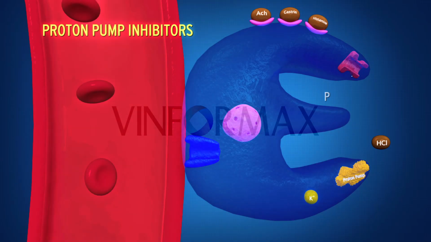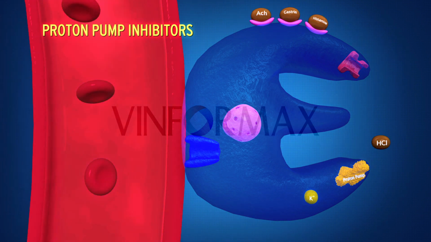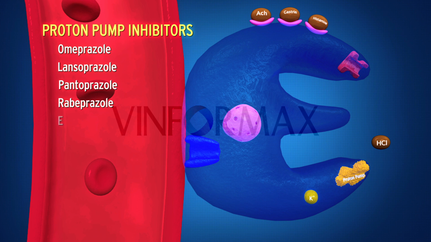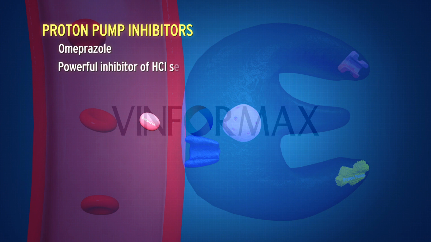Proton pump inhibitors. Drugs which inhibit the proton pump of parietal cells to stop secretion of gastric acid are called proton pump inhibitors. The various proton pump inhibitors are omeprazole, lansoprazole, pantoprazole, rabeprazole, and esomeprazole. Omeprazole is a prototype of proton pump inhibitor. Omeprazole is a powerful inhibitor of hydrochloric acid secretion.